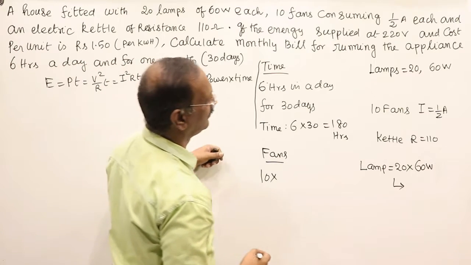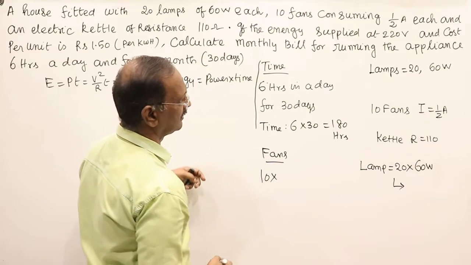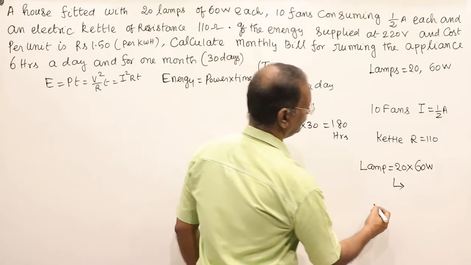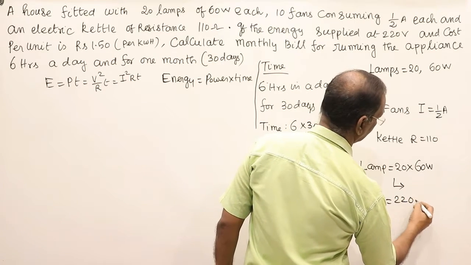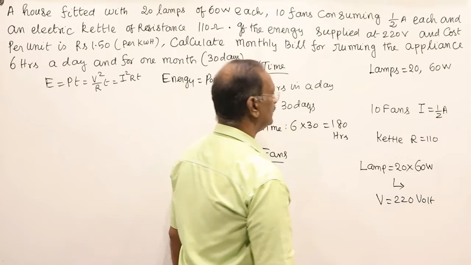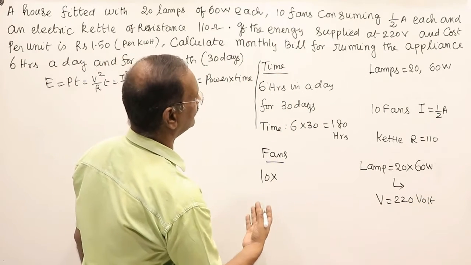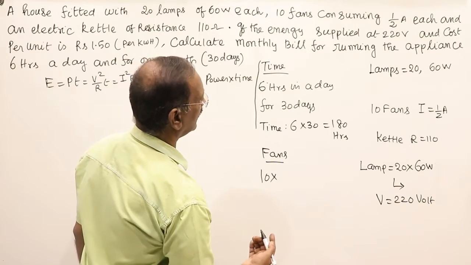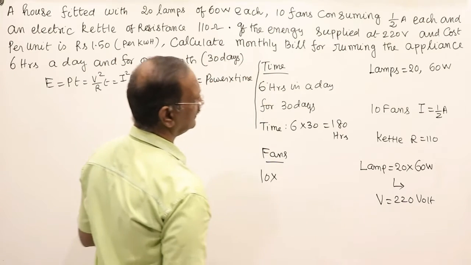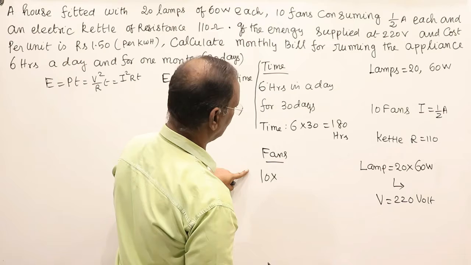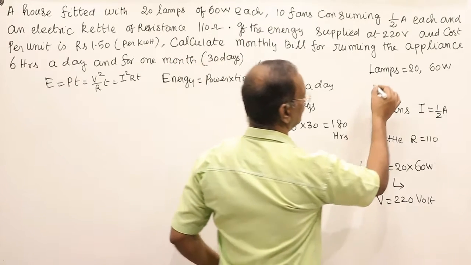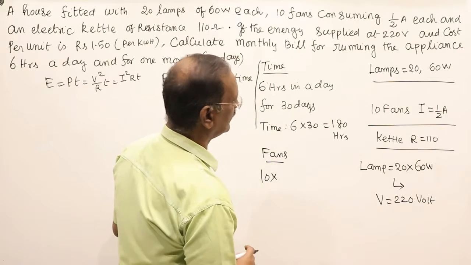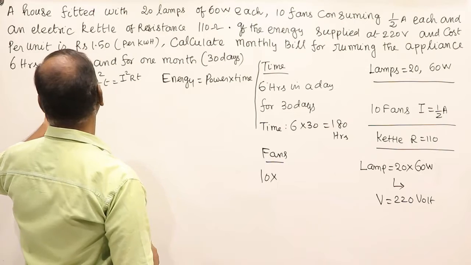So for the fan, what data is given? Current is equal to half ampere. What is the voltage? Voltage applied is equal to 220 volt. So for the fan we can use 10 into V into I. How will we calculate power for the fans, because only current is given? If only current is given, which formula can we use?